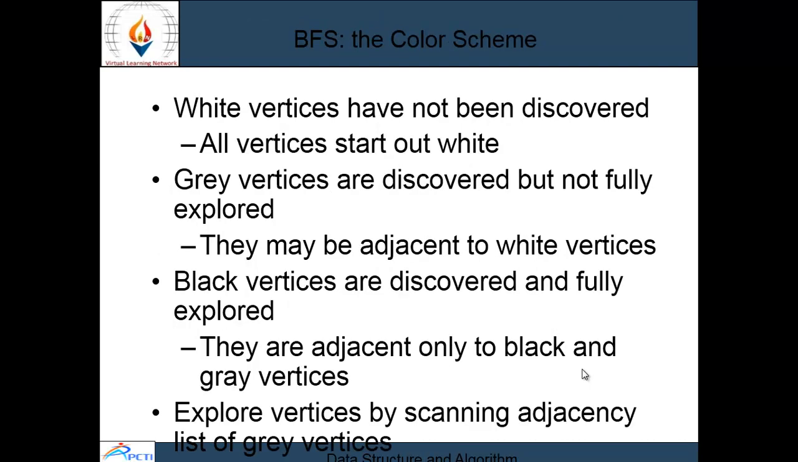Now if we talk about the BFS color scheme, firstly the vertices will be colored white when they have not been discovered, meaning all vertices start out white. Grey vertices are discovered but not fully explored, meaning after discovering the vertices we color them grey, and they may be adjacent to white vertices. Then black vertices are discovered and fully explored, similar to DFS. And we explore vertices by scanning the adjacency list of grey vertices.